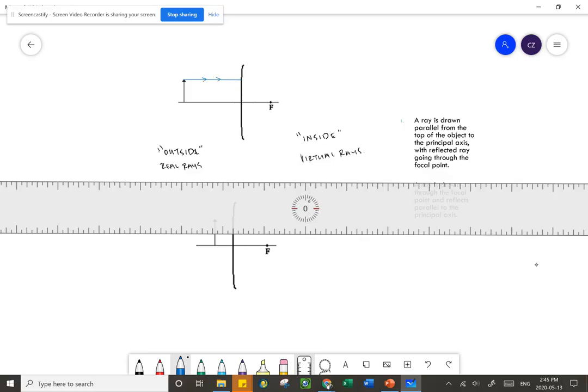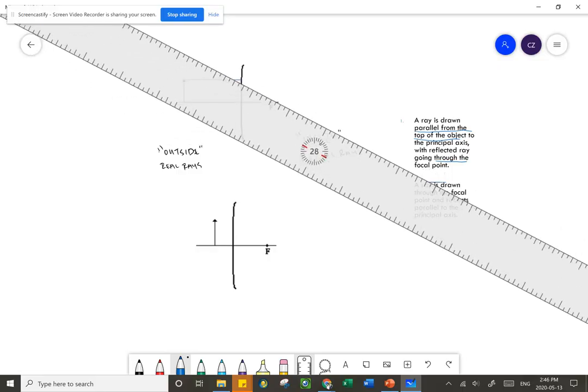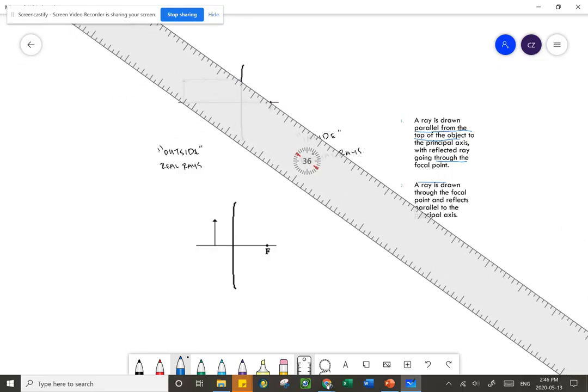So a ray is drawn parallel from the top of the object to the principal axis, and the reflected ray is going to go through the focal point. So what I'm going to do now is make my ruler go from that spot, but go through the focal point. The light is going to bounce this way. And I'm going to extend this ray, and I'm going to do it with a dotted line.